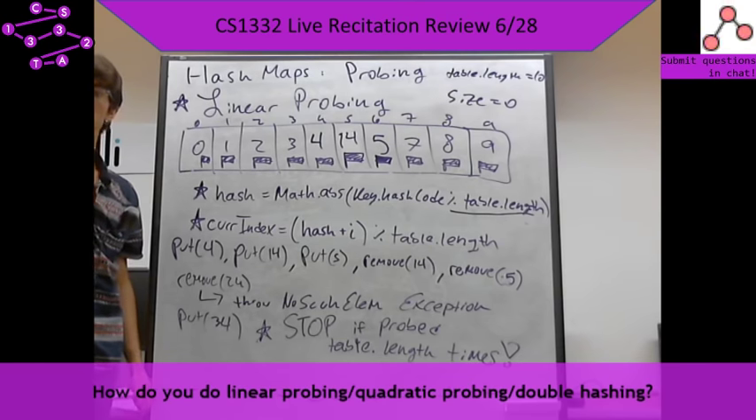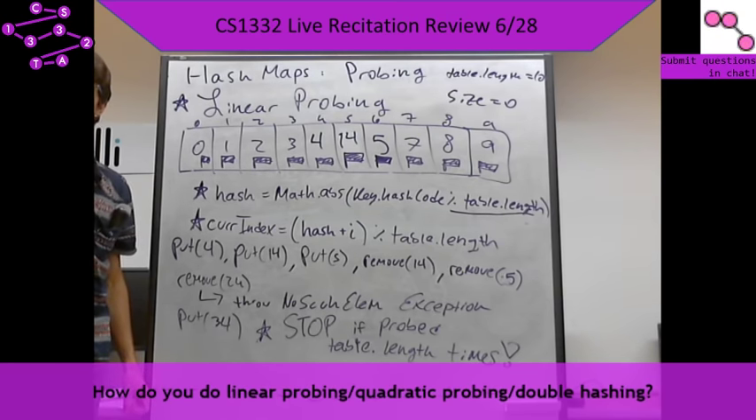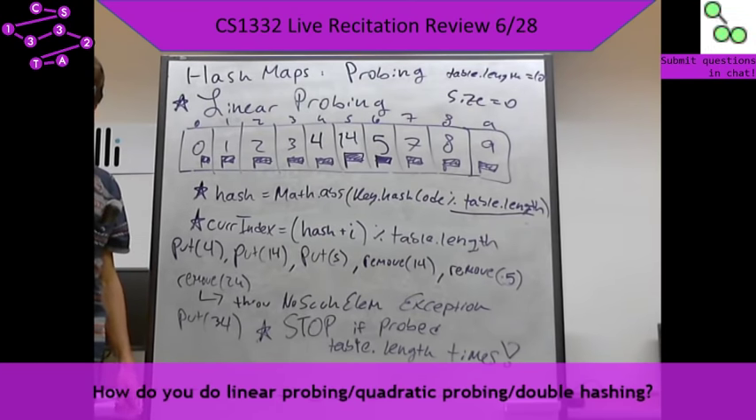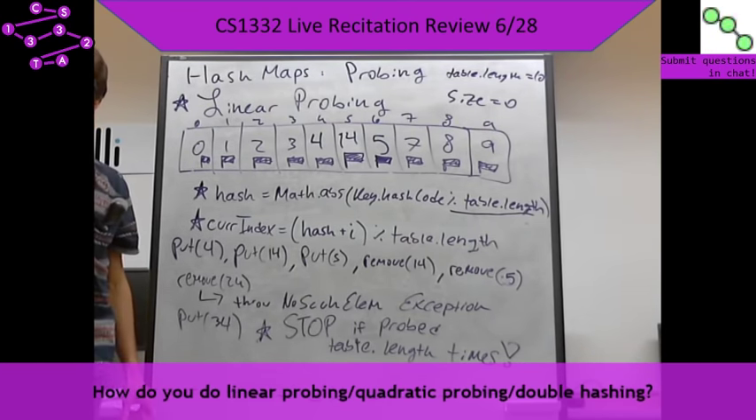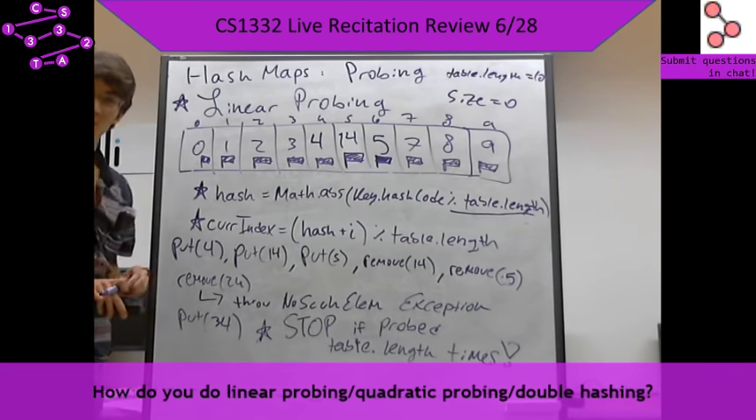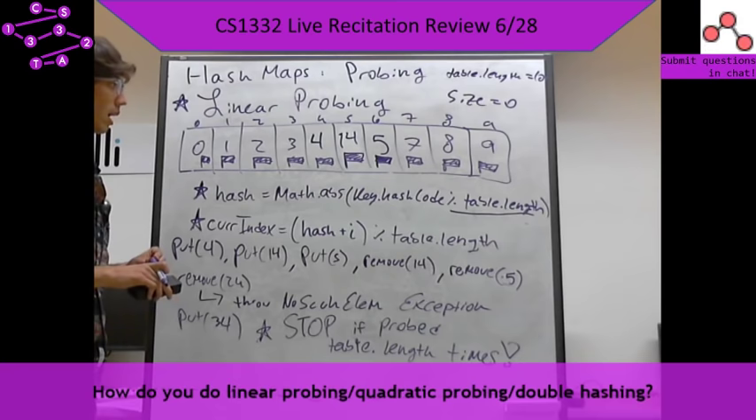Is it possible to make an optimization for linear probing and terminate or remove if the index's data is equal to the key but it's flagged? Okay, so there actually is. I was debating whether or not to go through this with you guys, but absolutely.